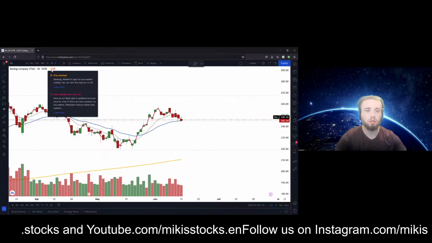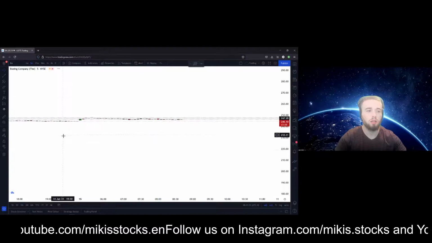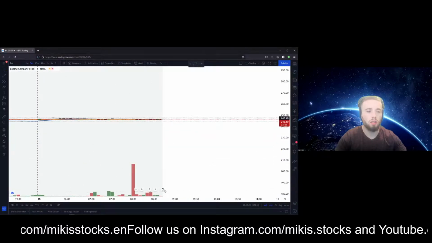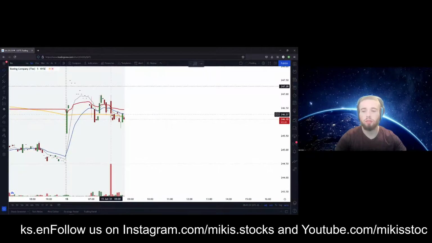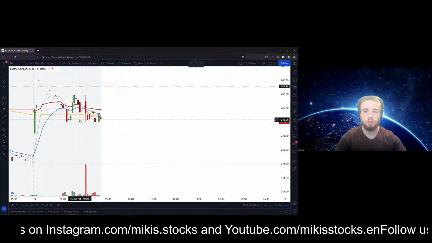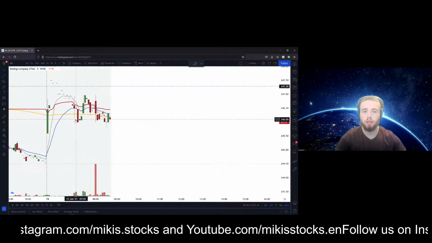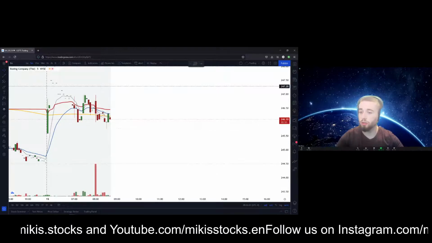In the pre-market, we have a lot of chop. That's because Boeing is an institutional name. So after the first 30 minutes of trading, maybe we get a nice opening range breakout. Let's see how Boeing goes during the day.